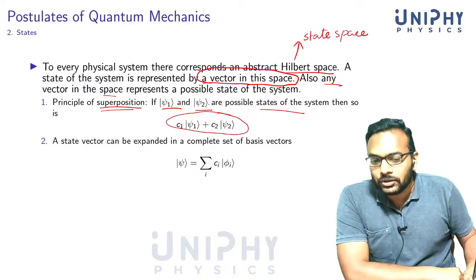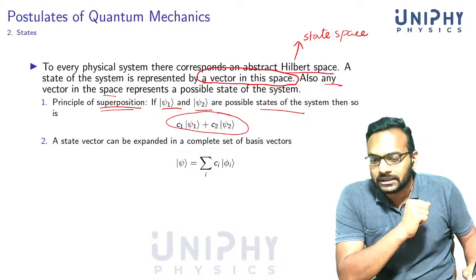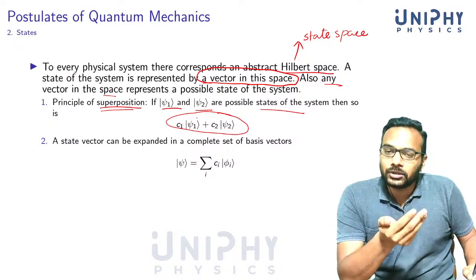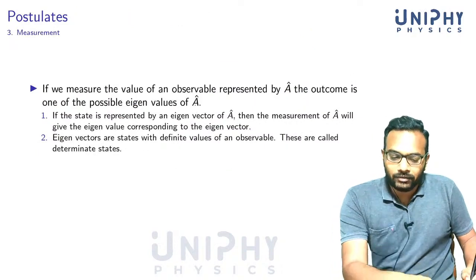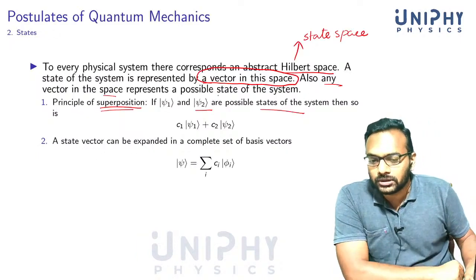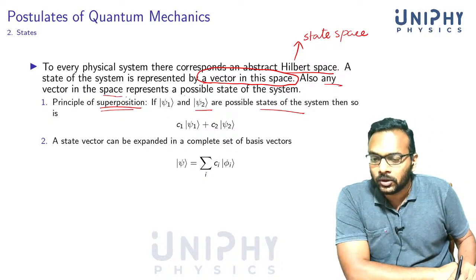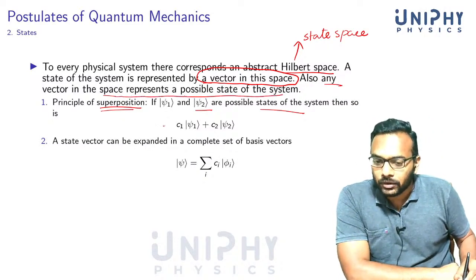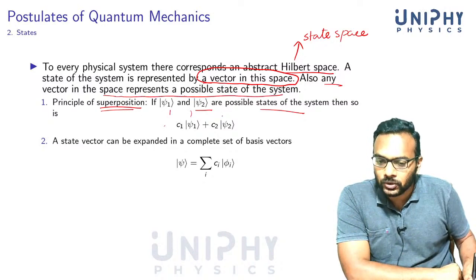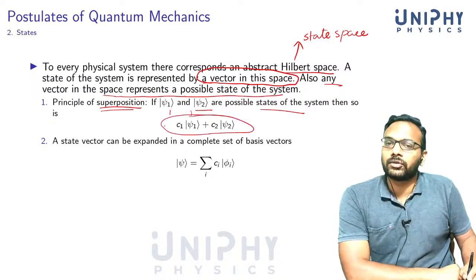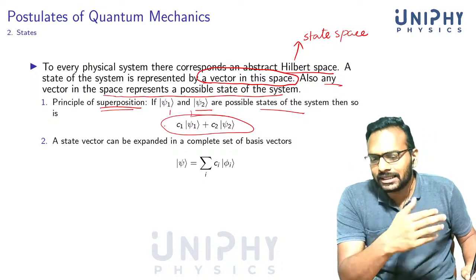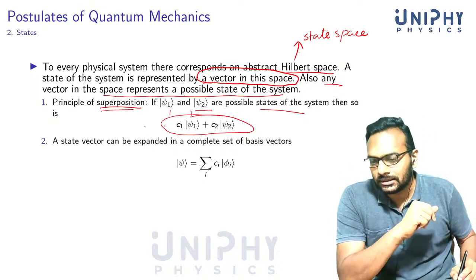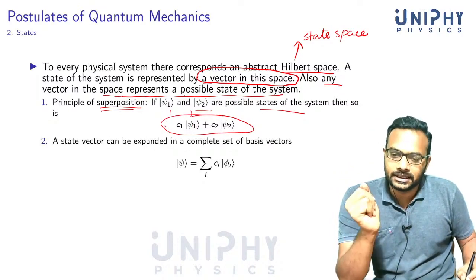Because if psi1 and psi2 are possible states of the system, they correspond to some physical state, but any vector in the Hilbert space also corresponds to a possible state, right? That's part of the postulate. Any vector in the space also represents a possible state. Now we know that once we have psi1 and psi2, any combination of this form is also a vector in the same space, right? That's known as the property of closure. So we have got the principle of superposition.